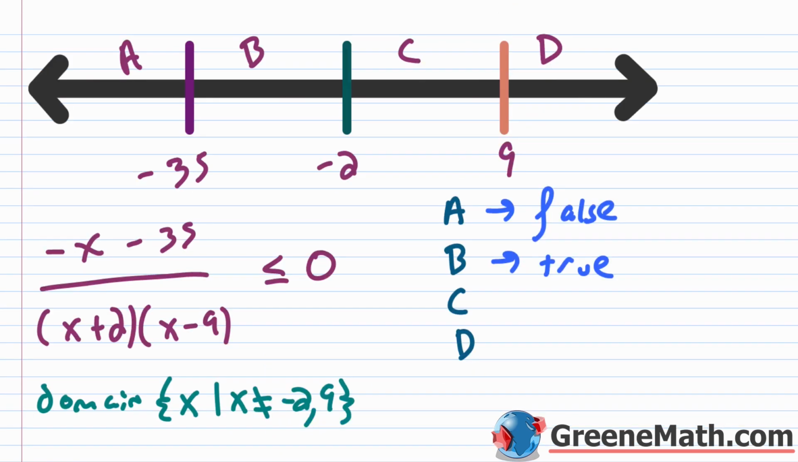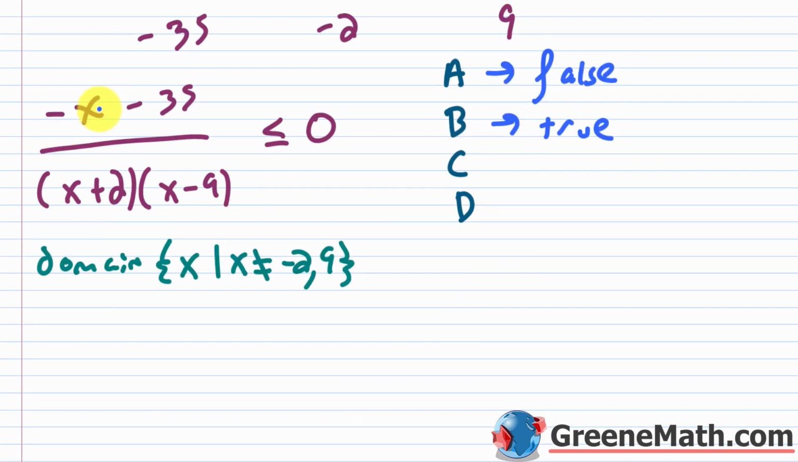Okay, for C, I would pick 0. And so the negative of 0 is 0, so you just have negative 35 in your numerator. In the denominator, you would have 0 plus 2, which is 2, and then times 0 minus 9 would be negative 9. So is this less than or equal to 0? Again, you can just see immediately this is going to be a positive because this would be negative 18 down here, and essentially a negative over a negative is positive. So you have 35 over 18. That's not going to be less than 0, and it's certainly not equal to 0. So this is going to be false.